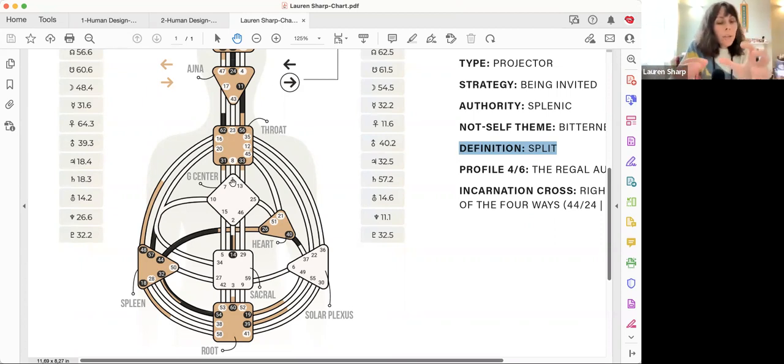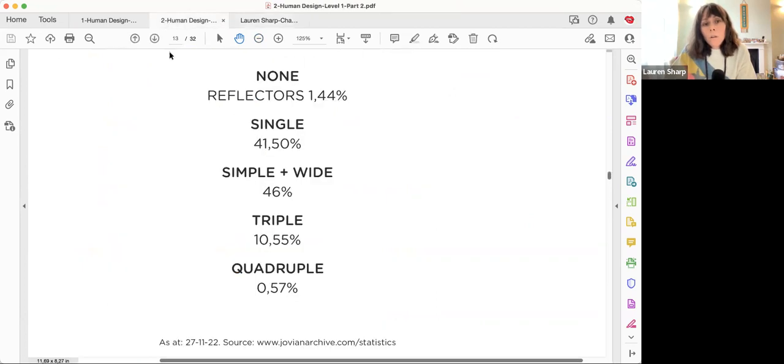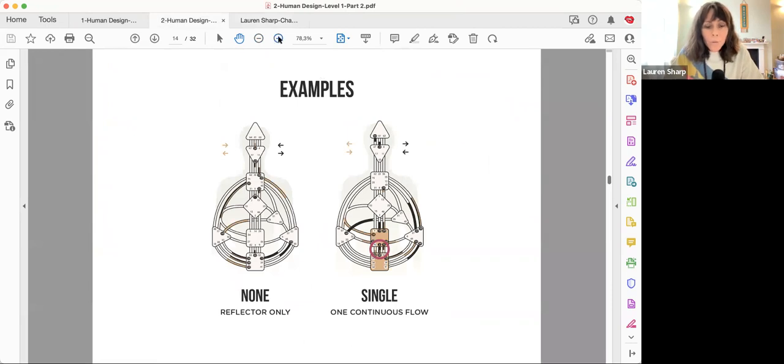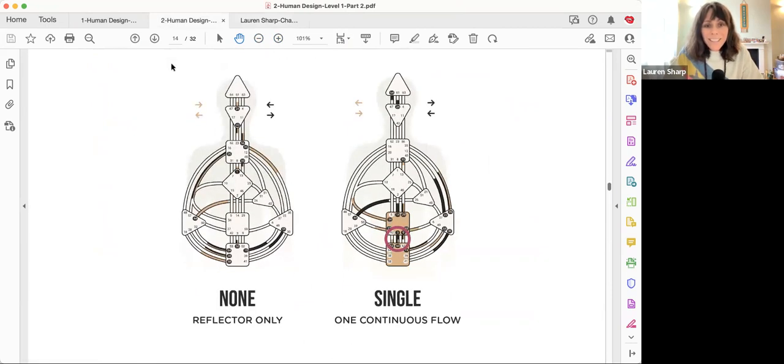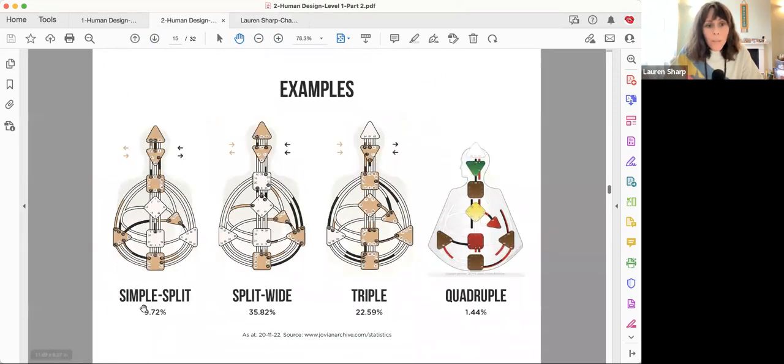So if you've got a wider split, you are going to take a bit longer. If you've got a more simple, smaller split, that's a little bit closer to single definition, but not quite, because your energy is still split. Those are quite important points to consider. If we look back here, these charts will make more sense. You can see single, one continuous flow. And here we have simple, with the example I just showed you, and a wider split.